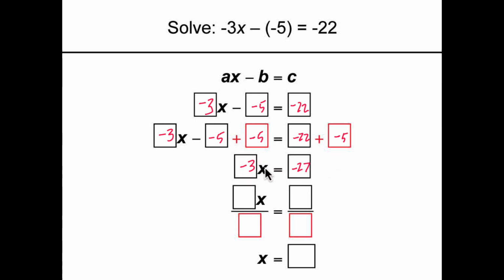This expression involves multiplication, which we can undo with division. So we have negative 3x divided by negative 3 equals negative 27 divided by negative 3. So you can see both sides of the equation are divided by negative 3. Simplifying, we get x is equal to 9.